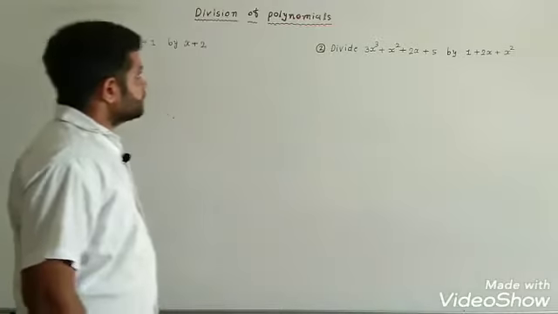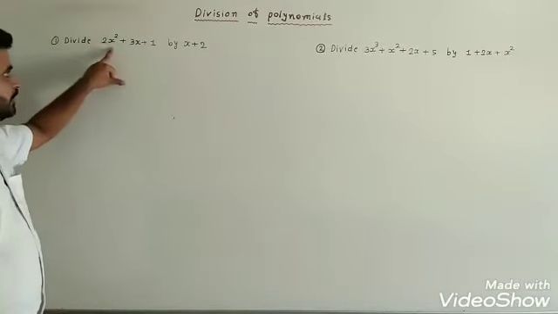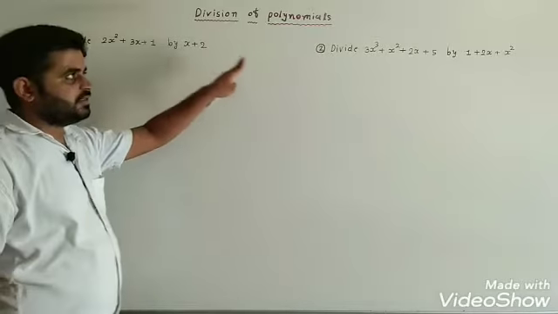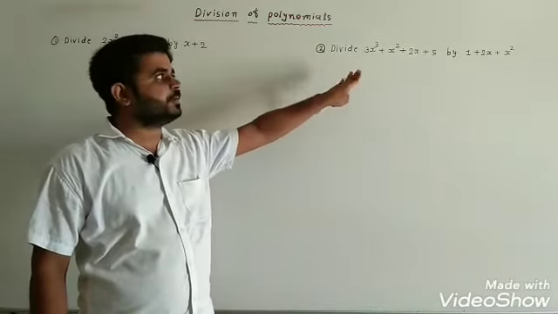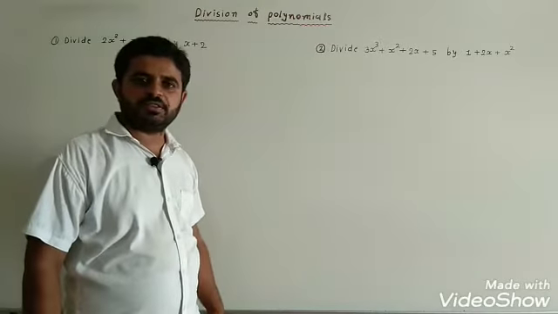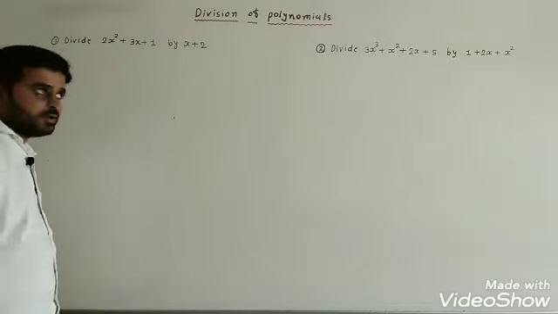Okay, now the instruction is that I write here two questions. Divide 2x square plus 3x plus 1 by x plus 2, and second one is divide 3x cube plus x square plus 2x plus 5 by 1 plus 2x plus x square. Okay, we have to do the division of these two polynomial.